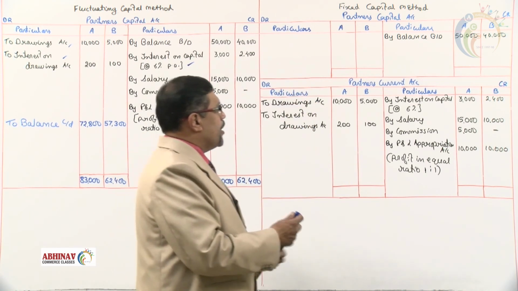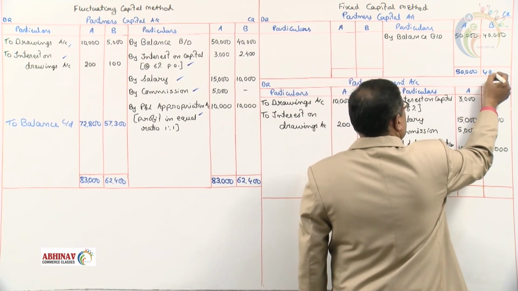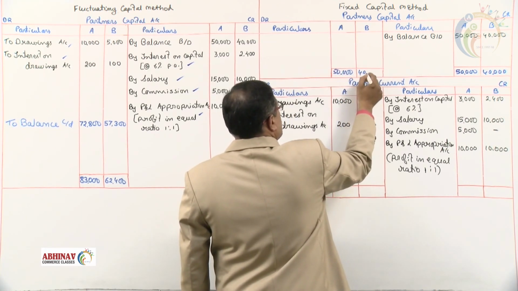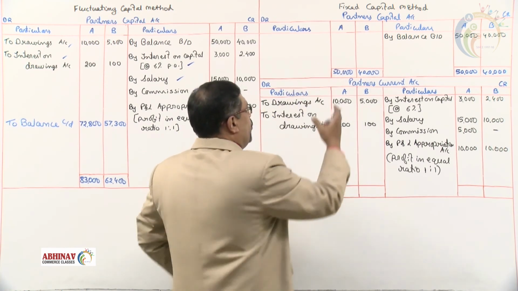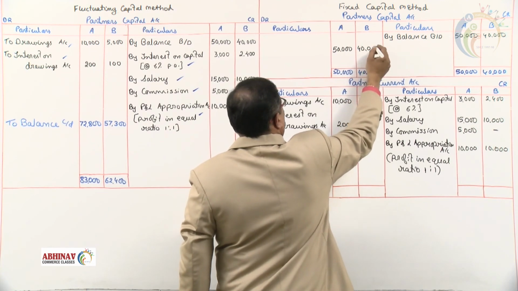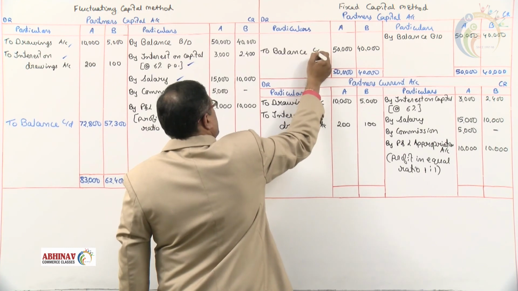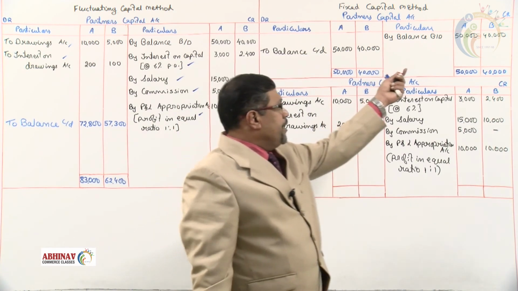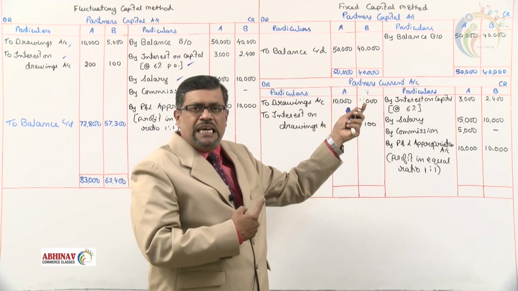Now, let us balance your accounts. 50,000, 40,000 total. When you balance it, do we have anything to minus here? No. So the balance we get here is 50,000 and 40,000. We show it as to balance carried down. Fixed capital method, what is the capital at the beginning? 50, 40. At the end, same. That is the fixed capital method.